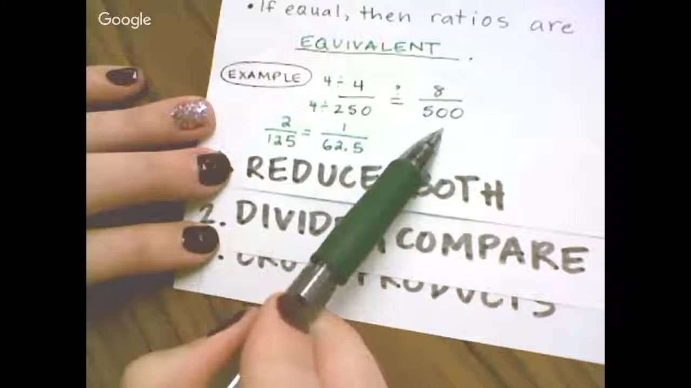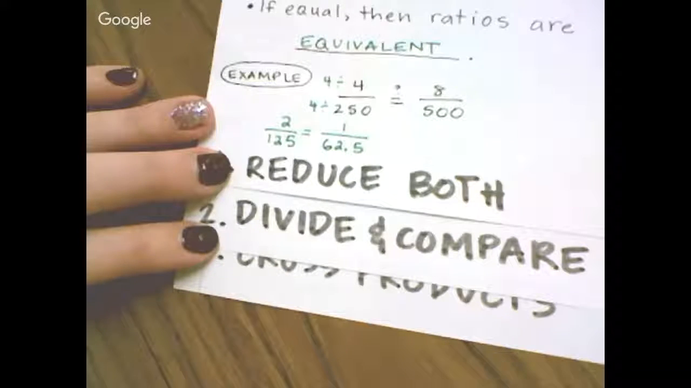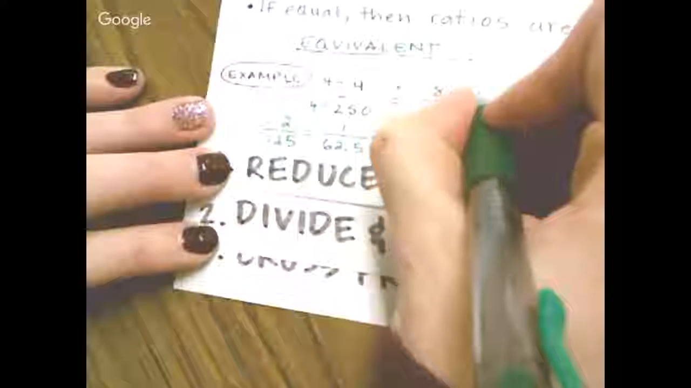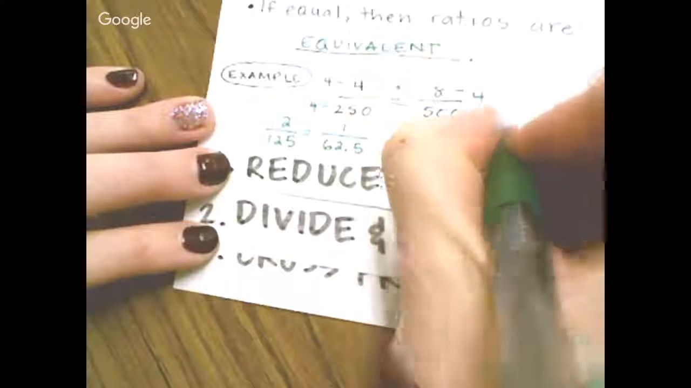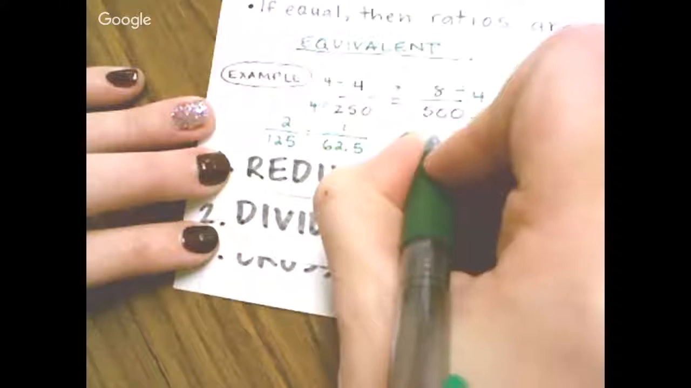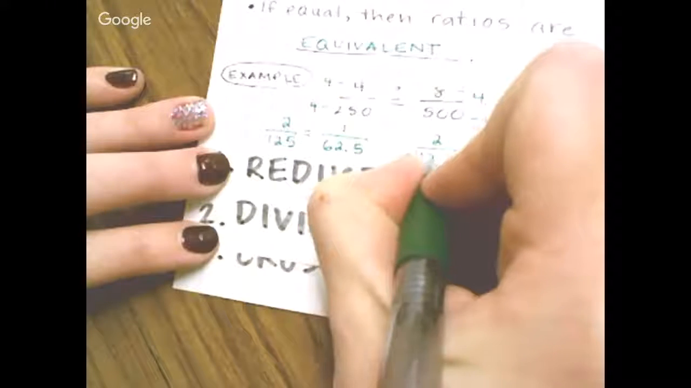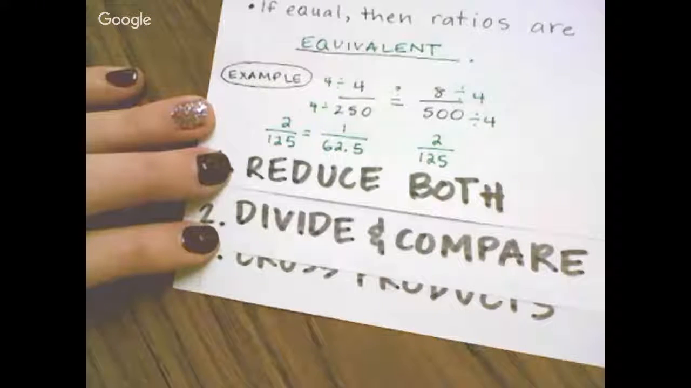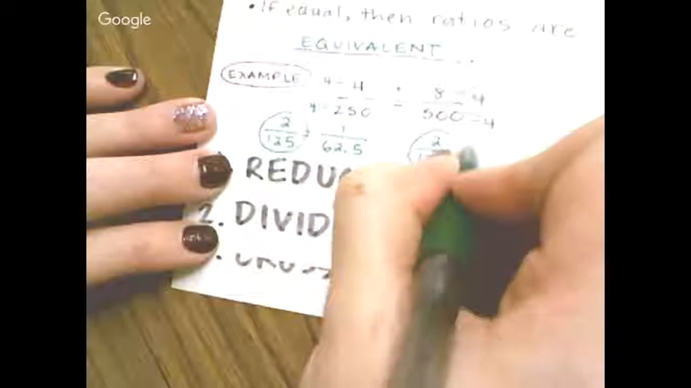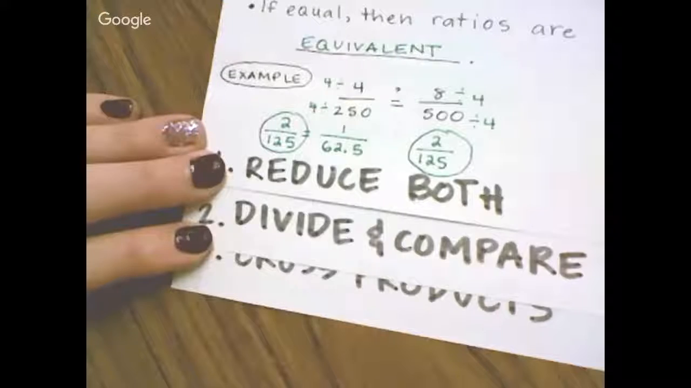Okay, with 8 over 500, let's divide each of those by 4, because that's easy. And you get 2 over 125. Since I ended up with this same reduced form, they are equivalent.